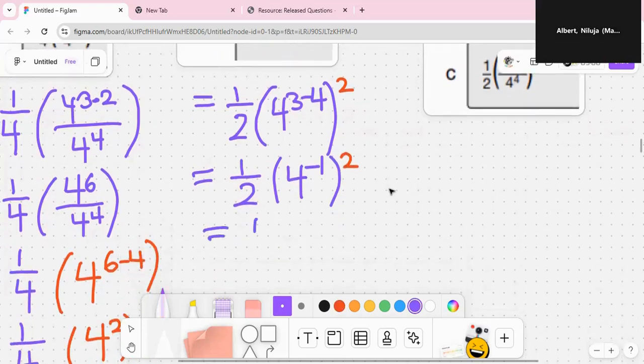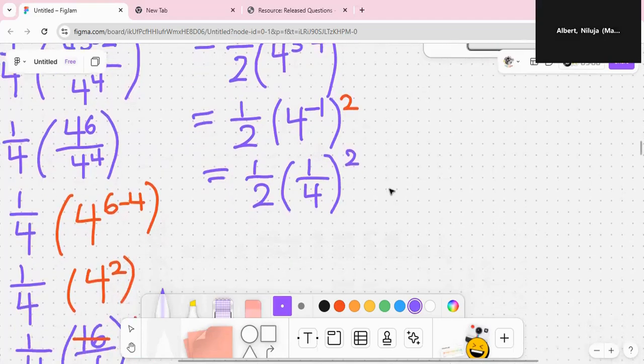That gives me 1/2 times. The rule for negative exponents means we have to flip the base. 4 over 1 becomes 1 over 4. And I want to apply my power of a power rule, so I multiply that by the power of 2, or I could have applied the negative 1 times 2 as well. At the end, I would get the same answer. 1 over 4 raised to the power of positive 2 gives me 1 over 16.